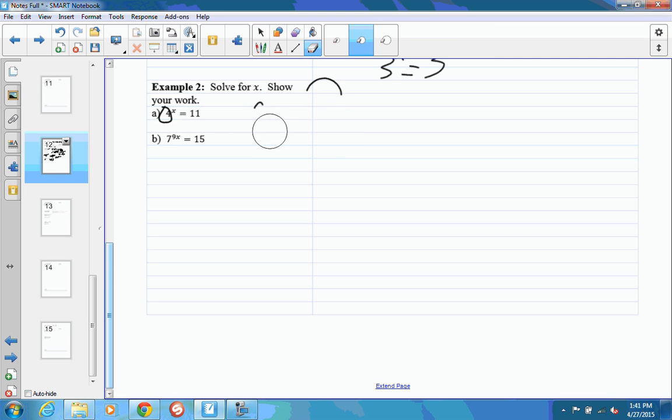So can I just take this immediately, rewrite it as log base 4, because 4 is my base. I don't know what exponent I'm raising to, but I know what number I want. I want to get to 11. This is just, guys, the definition of a log.